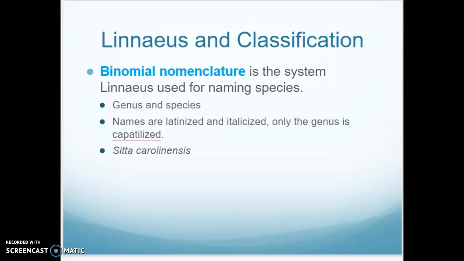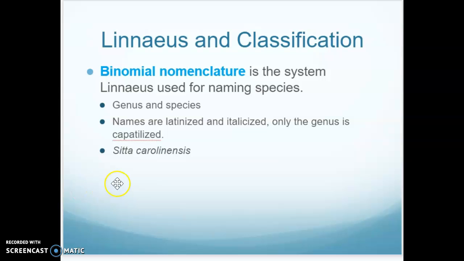For humans, Homo is the genus, sapiens is the species. For dogs, Canis is the genus, familiaris is the species. They also have wolves, which is Canis lupus. Since dogs and wolves are closely related, they belong to the same genus, but they're not the same species.